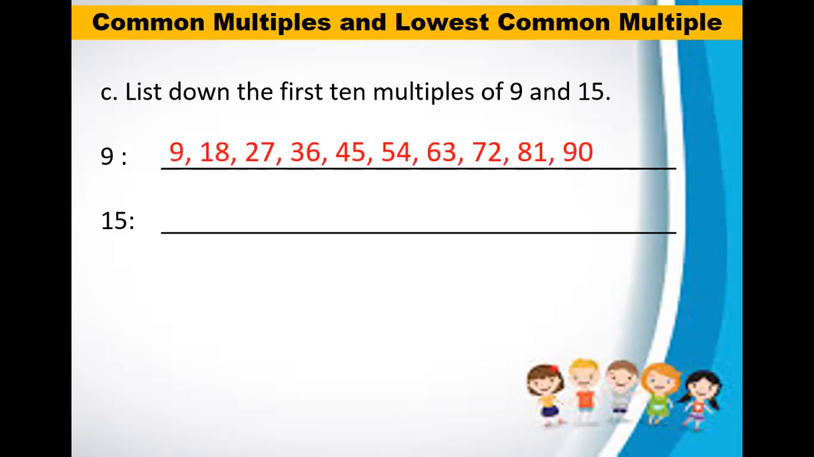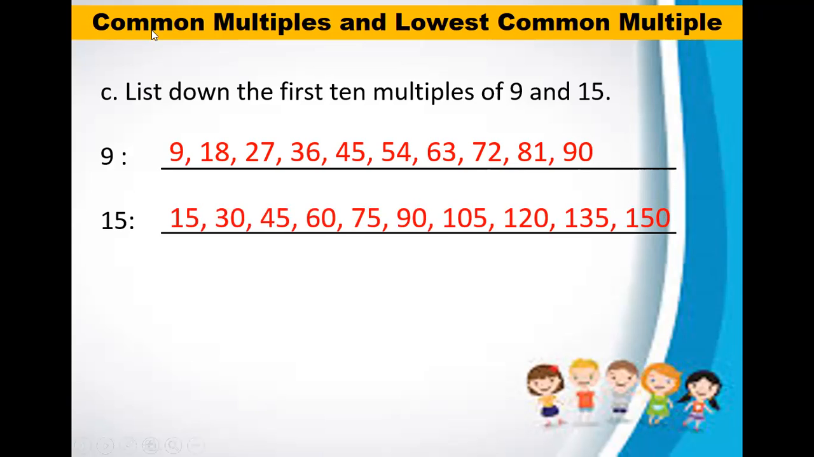Now, check your answer. So, the first 10 multiples of 9 are 9, 18, 27, 36, 45, 54, 63, 72, 81, and 90. Don't forget, keep it in your mind that multiples are infinite. It's infinite because we are counting, okay? That's why we are saying first 10 only. Now, what are the first 10 multiples of 15? So here are the multiples of 15. So I hope you did it correctly.